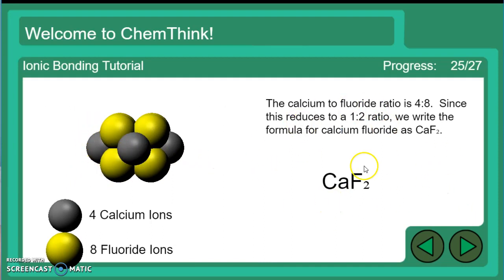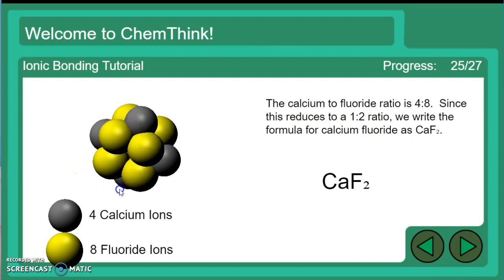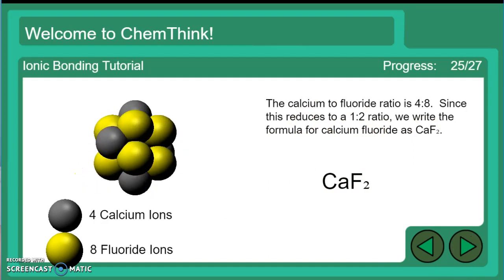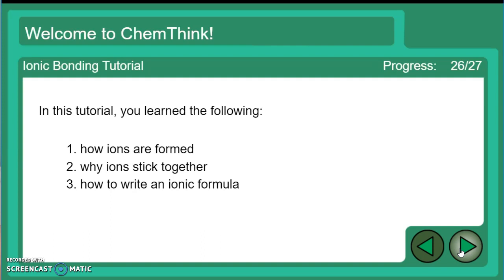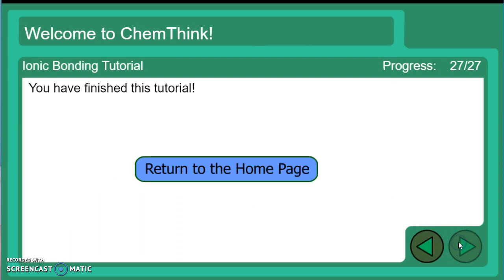We'll talk about how to write that. So it has a 1 to 2 ratio. You can see the structure is still very similar, that crystalline structure. So that's how ions form and why they stick together. We're going to talk more about how to write a formula, using the oxidation numbers to help write that formula. We'll stop there.